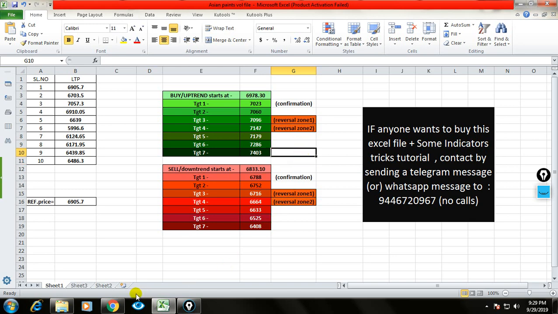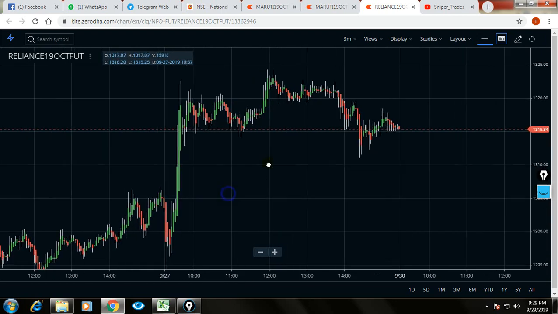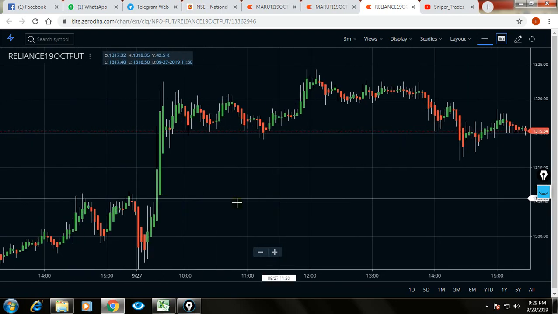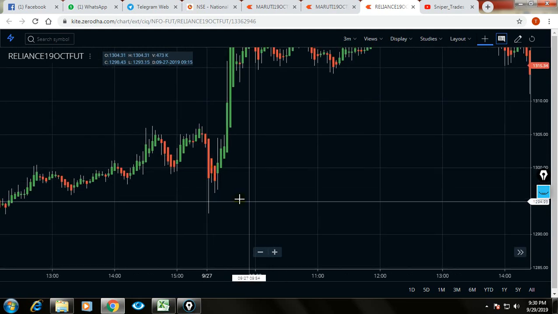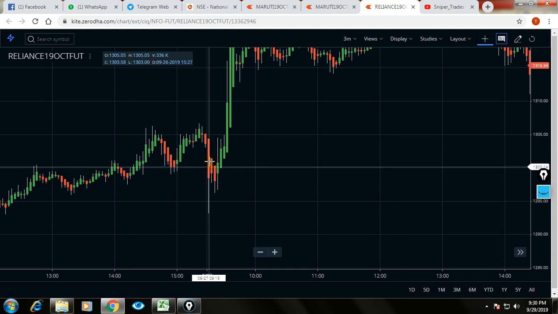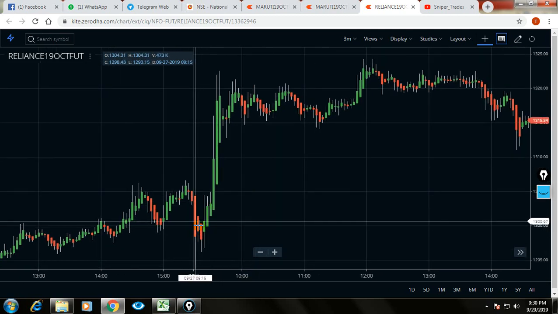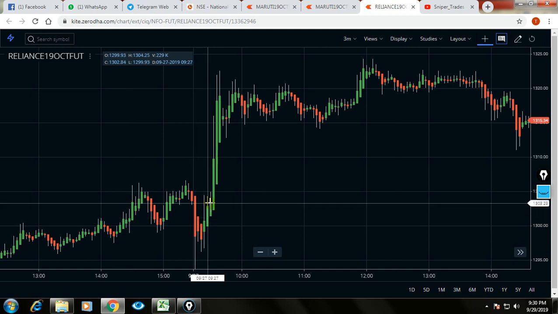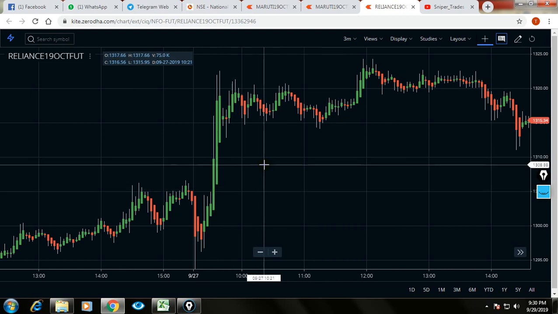And also note that for the safe traders, we only take a position after 9:30. For risky traders, we can take a position after 9:18. After this first candle is formed, we won't trade in this candle. Okay, and also note that we won't take a long position in a red candle, and we won't take a short position in a green candle.